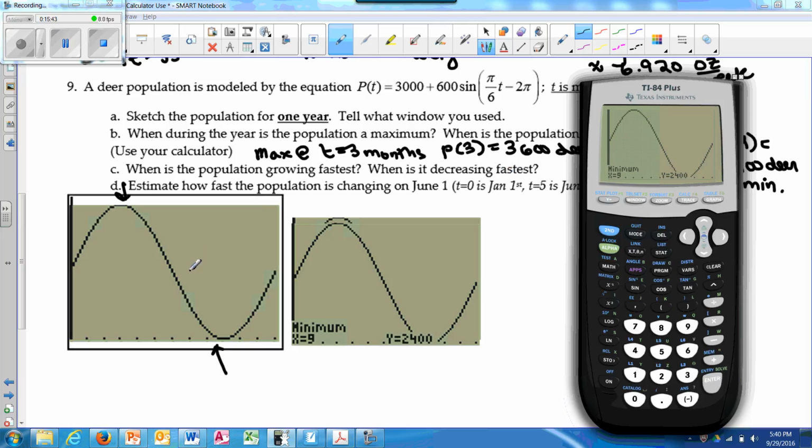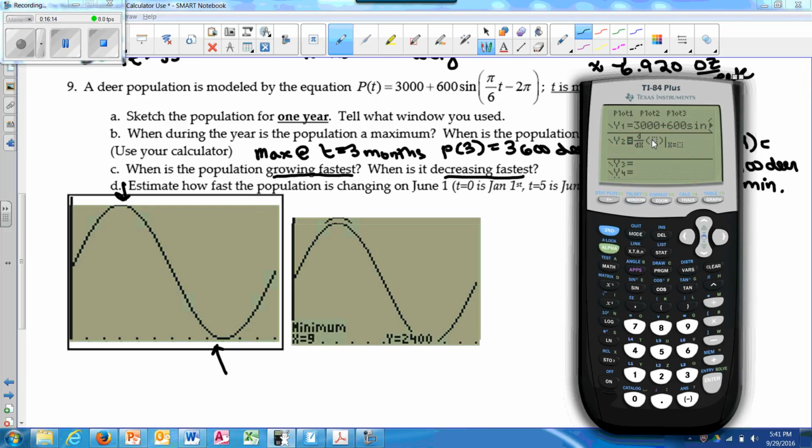Okay, growing the fastest and decreasing the fastest. That's really asking us where we have the derivative, the slope, to be the biggest and the slope to be the smallest. So what I'm going to do is go to my y equals. I'm going to go to this equals sign here, and I'm going to press enter to turn it off. So I'm not going to graph the function again. What I am going to graph is the derivative of that function.